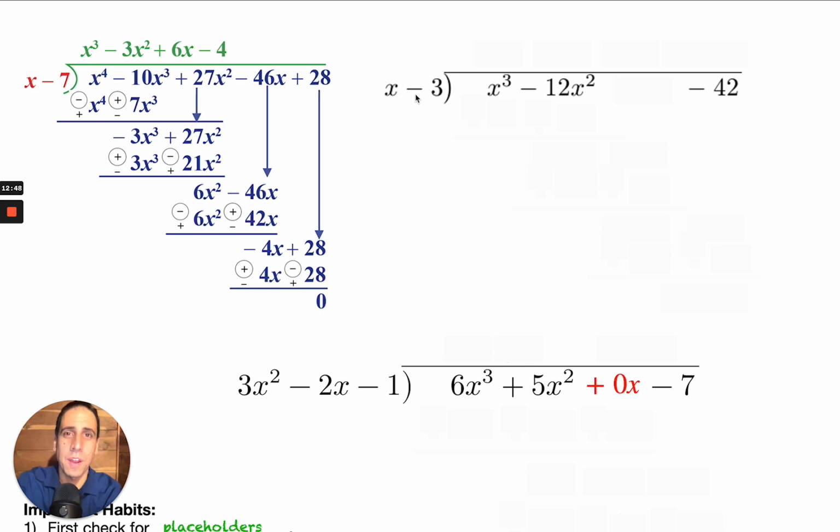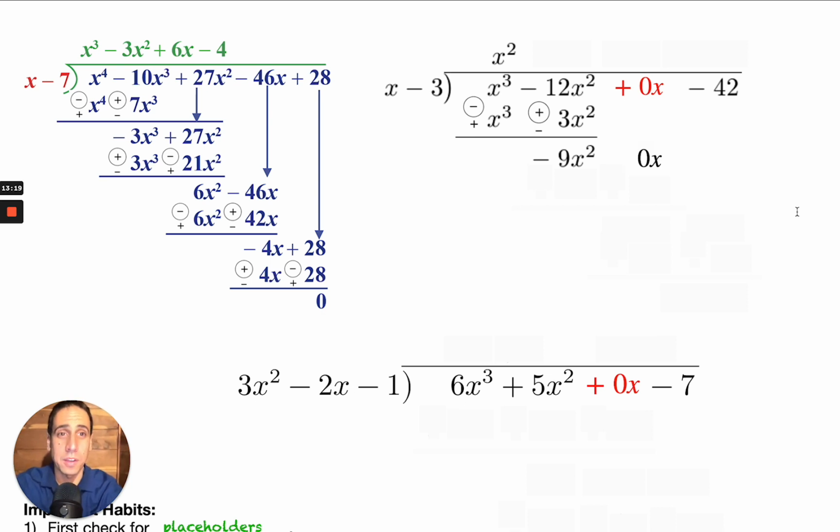X cubed divided by x is x squared, and then x squared times x is x cubed. X squared times minus 3 is minus 3x squared. We need to subtract. In order to do that, we have to change the signs and add. When we do that, the x cubed and the negative x cubed cancel, but the minus 12x squared and the plus 3x squared gives you a negative 9x squared. Negative 9x squared divided by x is going to be, there's the placeholder. And which of course we need to bring down.